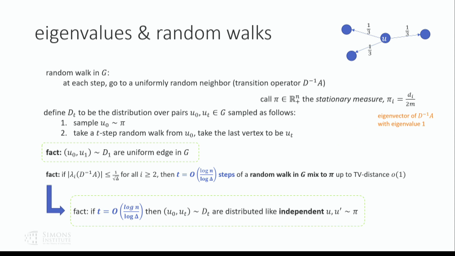Okay, so from this we get the following fact. If I take t to be at least log n over log delta, then u0 and ut are distributed essentially like independent samples from the stationary measure on the graph. Okay, these two facts are basically going to be the facts that we'll use about such embeddings.